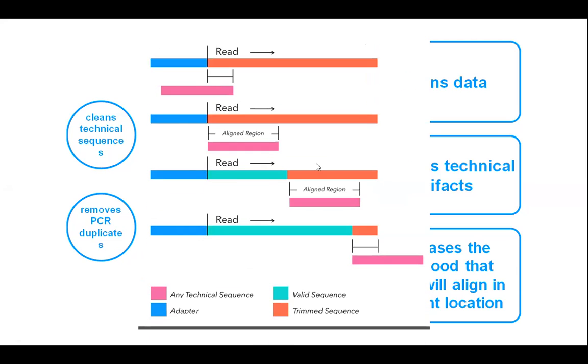Now let's look at how these adapters look. For example, here we have this particular read, and any technical sequence would be color coded like here, with the pink color, and then the adapter sequences like here in blue color. So Trimmomatic removes both technical sequences as well as these adapters.